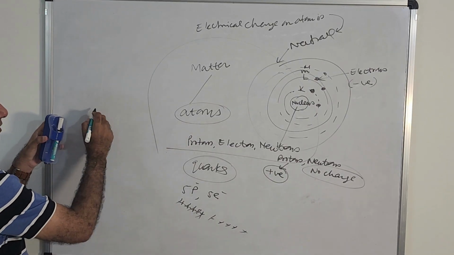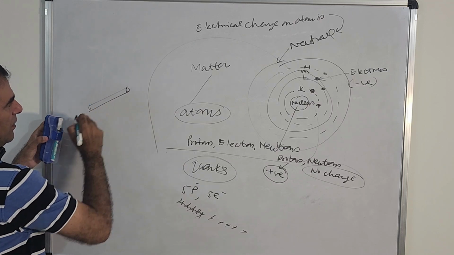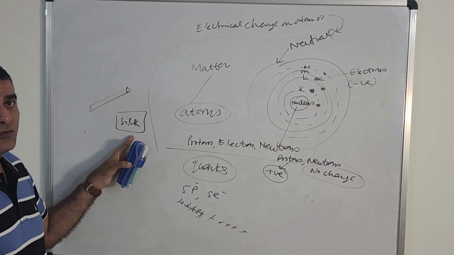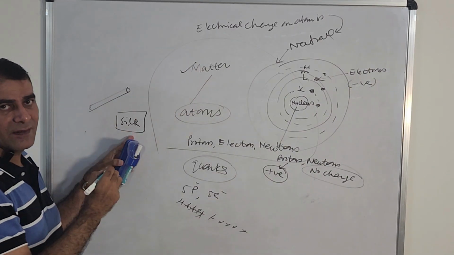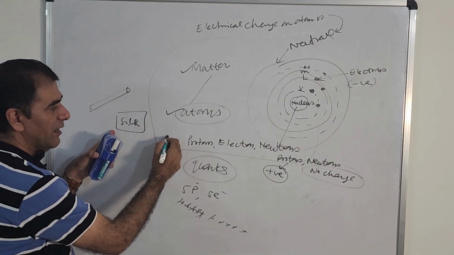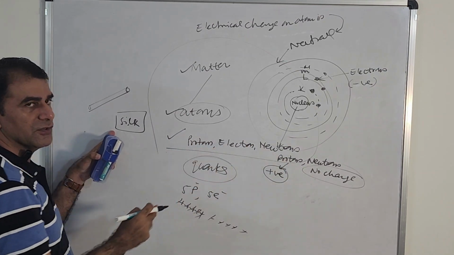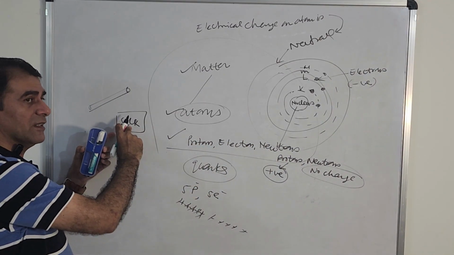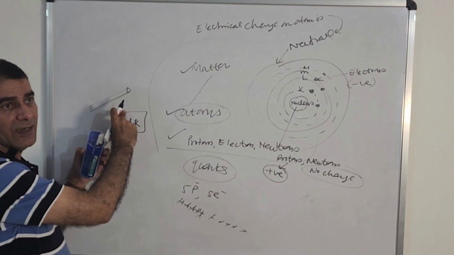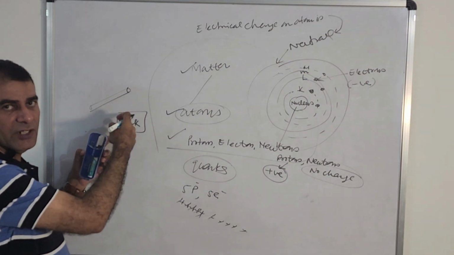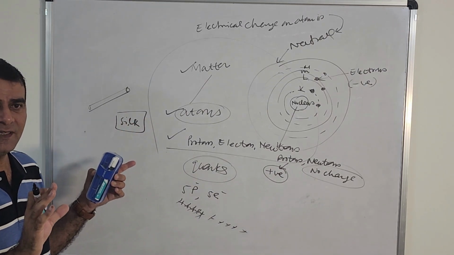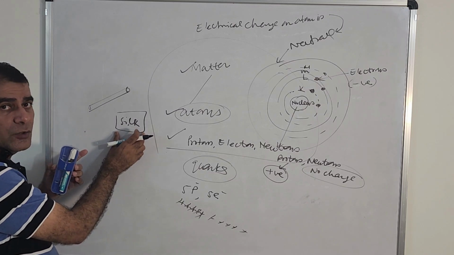Now you rub this glass rod with silk. This silk is also matter. It is made up of atoms, and the atoms of the silk have elementary particles: protons, electrons, and neutrons. The number of protons in the silk atom's nucleus is equal to the number of electrons in the silk atom's shells and subshells. So the total charge on silk is 0, no charge is there, so it is electrically neutral.